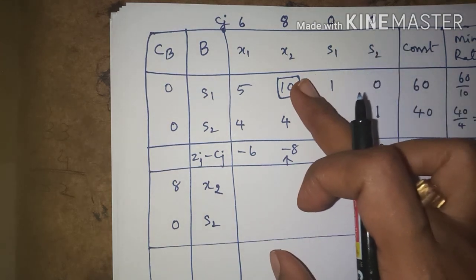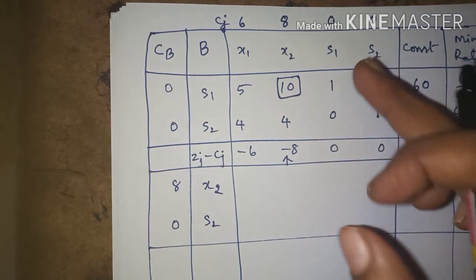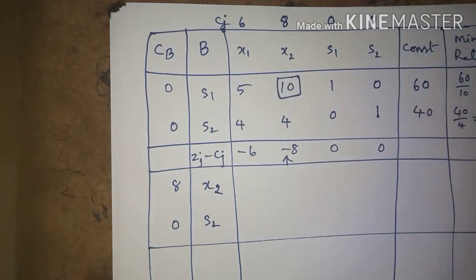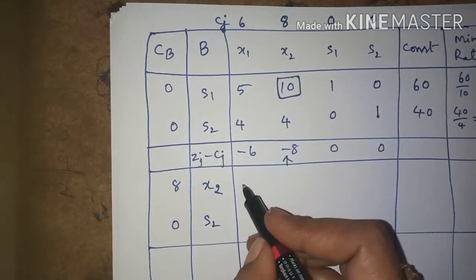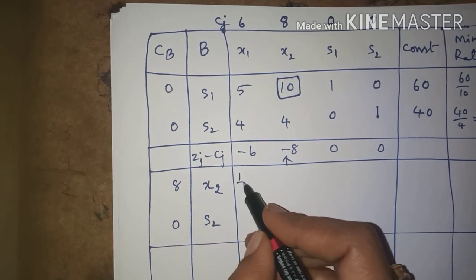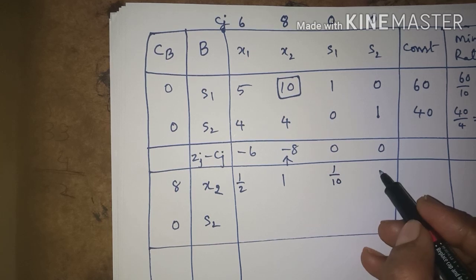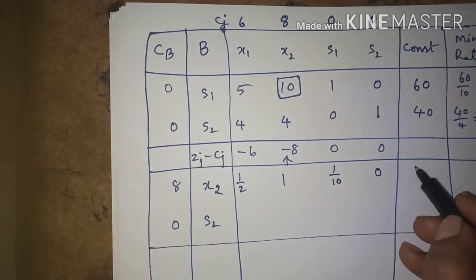How to convert 10 into 1? To convert 10 into 1, we have to divide the complete row by 10. So how much will you get? 5 by 10, which is 1 by 2. 10 by 10 is 1. 1 by 10 is 1 by 10. 0 by 10 is 0. 60 by 10 is 6.